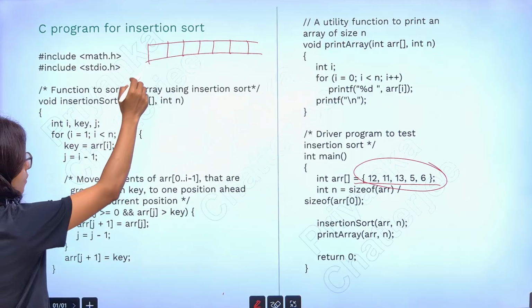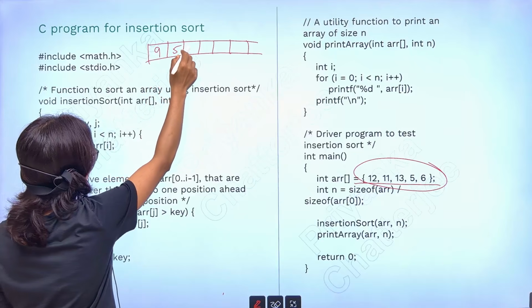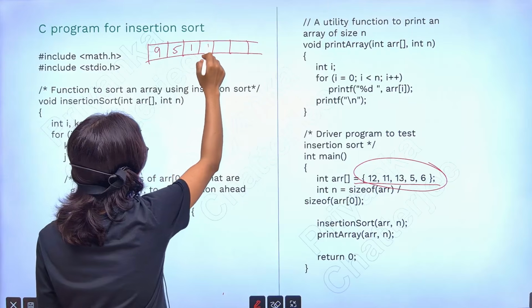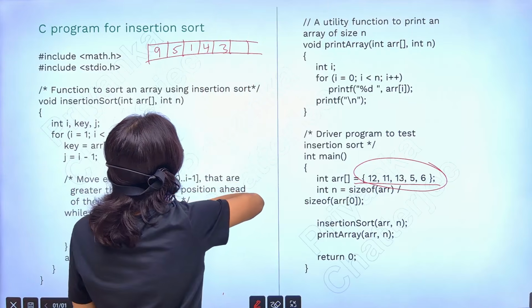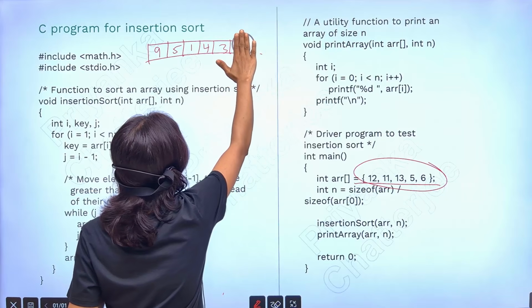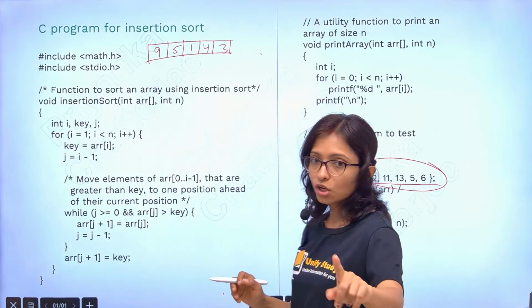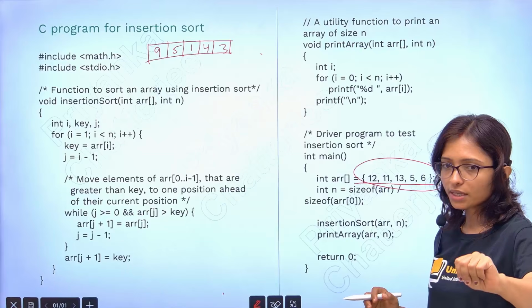I am taking one array: 9, 5, 1, 4, 3. This is my array. Okay. Now logic, first understand the logic. Then you will understand what is going on.